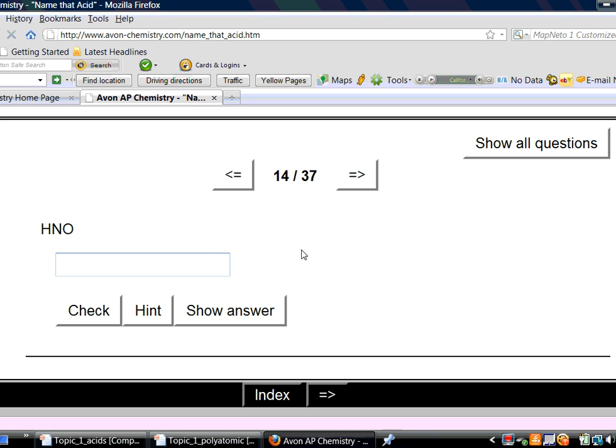Okay, HNO. Try to name this. Hopefully you recognize that we have a polyatomic and we have 2 less oxygens than our NO3 polyatomic, nitrate. So this is hyponitrite. Therefore we would call this hyponitrous acid.